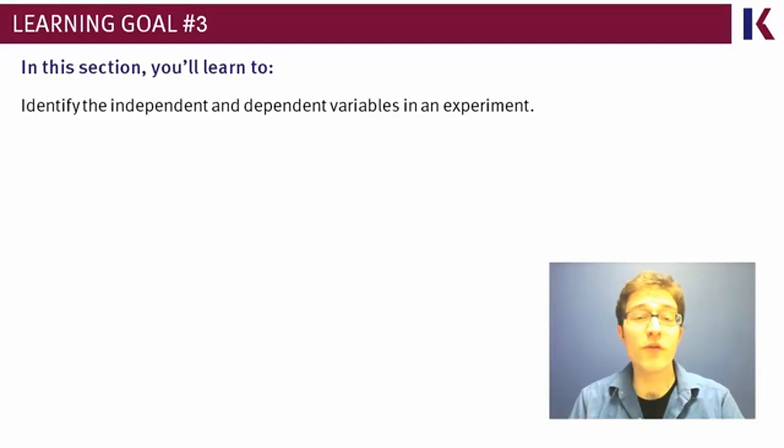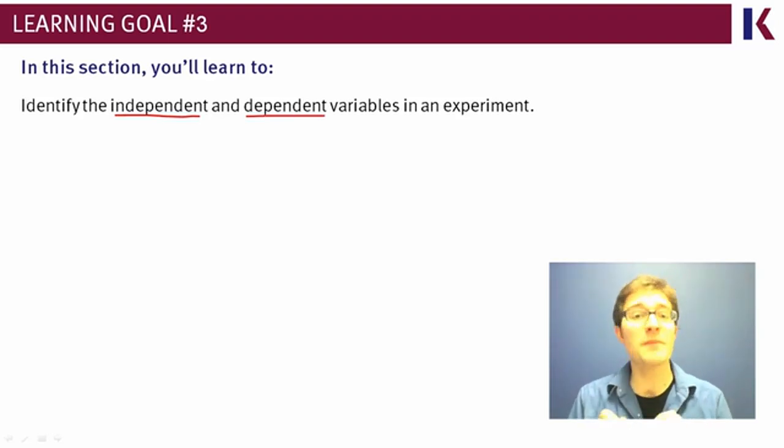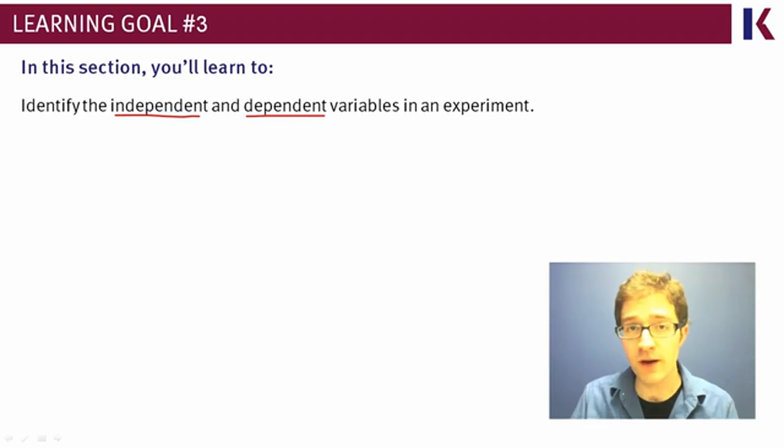This brings us to our third learning goal for this lesson. And unlike the first two, the material in this third learning goal will almost certainly have questions about it on your MCAT. So we're going to define two terms: independent and dependent variables. You need to know the differences between both and be able to identify each in an experiment in order to get points on the test.